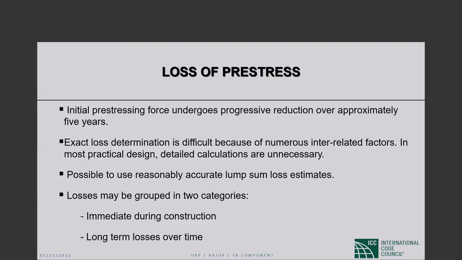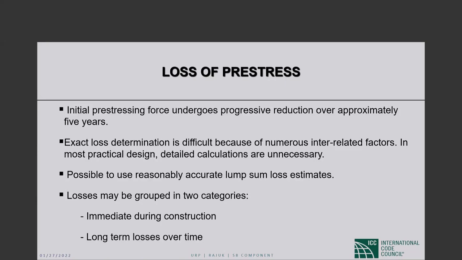Now, I'd like to point out that although ACI and AASHTO have detailed calculations for losses, the different components of the loss, you can spend all day on figuring out those losses, but they are very difficult to understand because there are many, many interrelated issues. For example, there is humidity in the air, there's temperature effects and interaction between them and the camber. It all makes it very difficult.